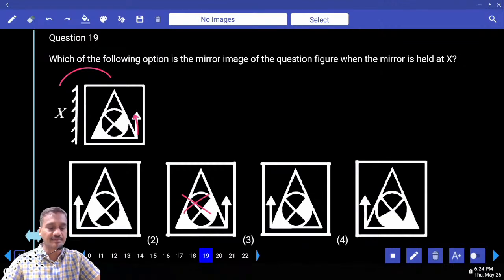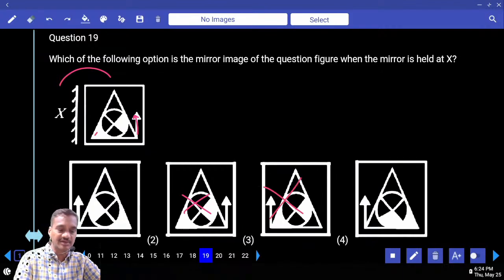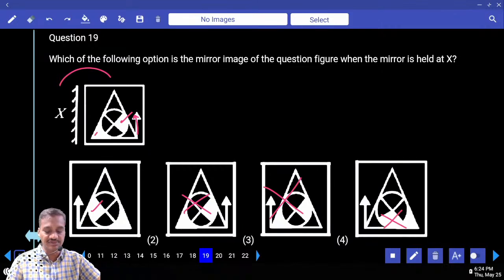Now this will be gone, isn't it? And next, this shading must come to the right hand side. Shading is at the right hand side, this also is gone. Then coming back to this one, this shading is to the right hand side, it must be left hand side but not at the bottom. And so choice 1, question number 19.